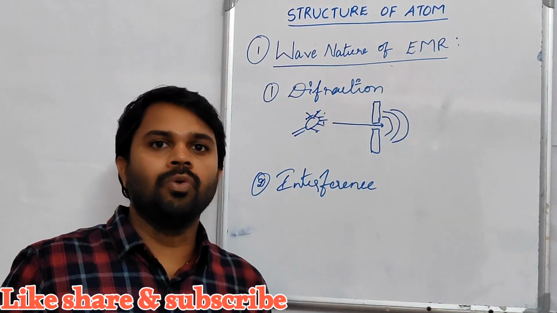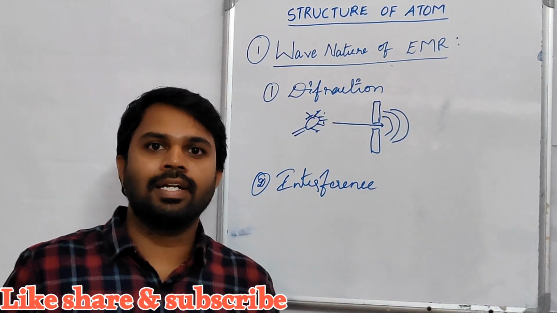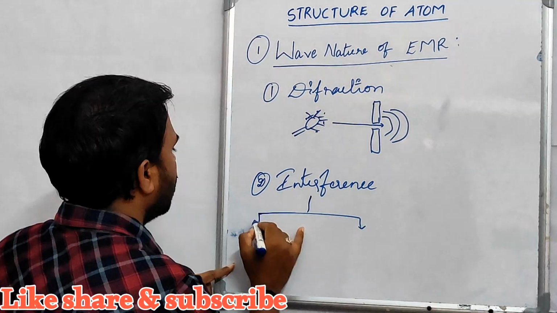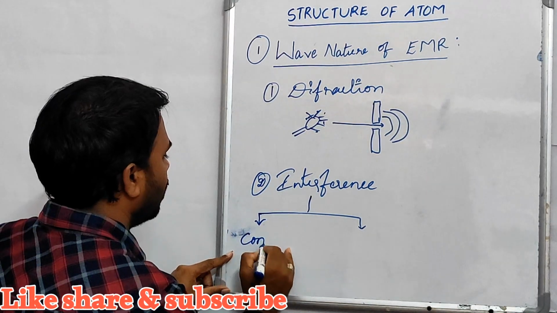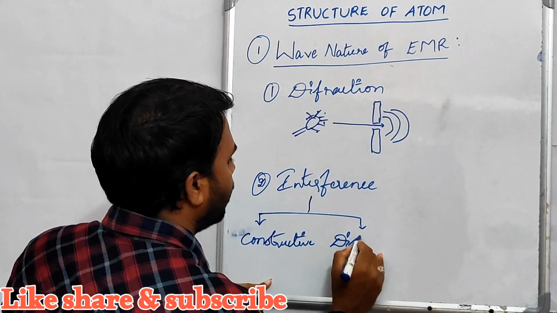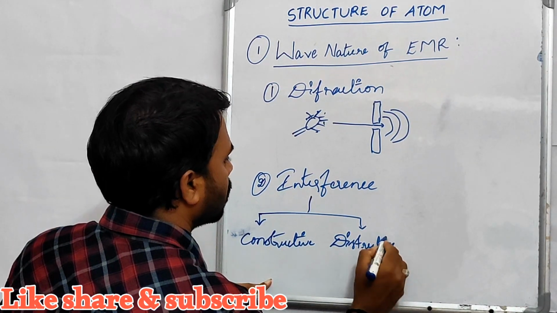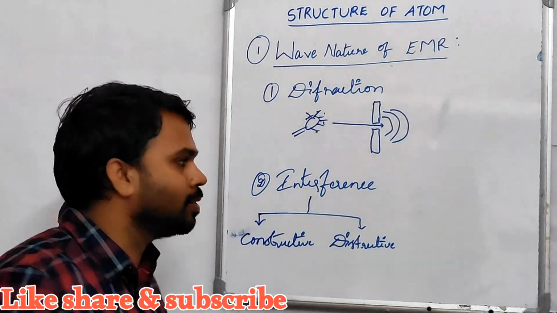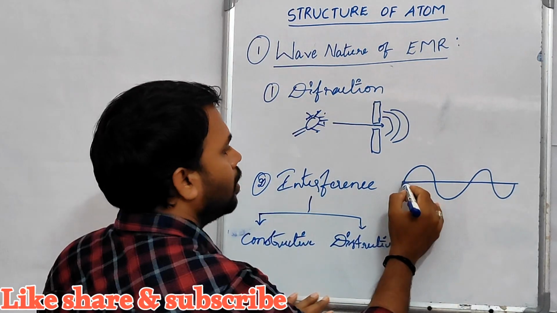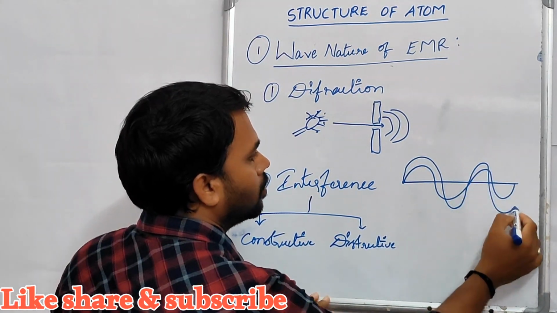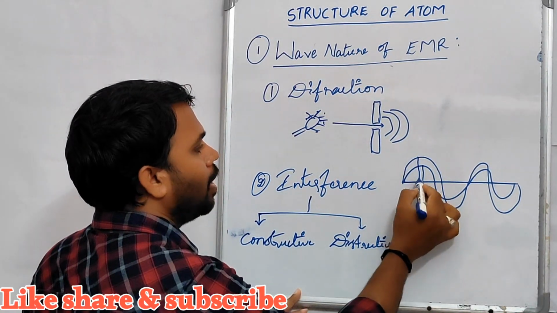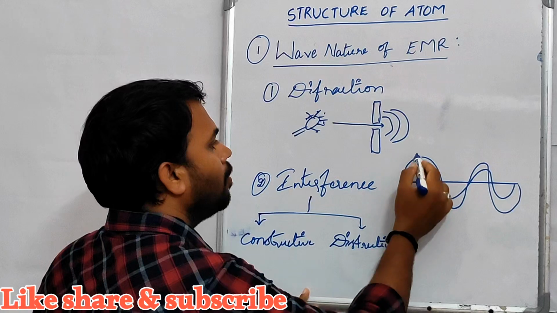Interference is nothing but when two waves fall at a time, the resultant wave is called interference. It is divided into two types. One is constructive interference, and second one is destructive interference. Let's see, what is constructive interference? This is one wave, and this is another wave. This is crest of one wave. This is the crest of another wave. The resultant wave is the sum of these two waves.